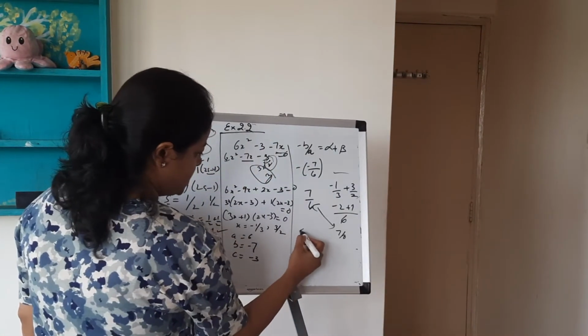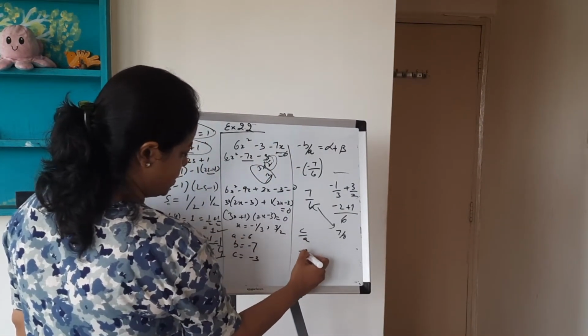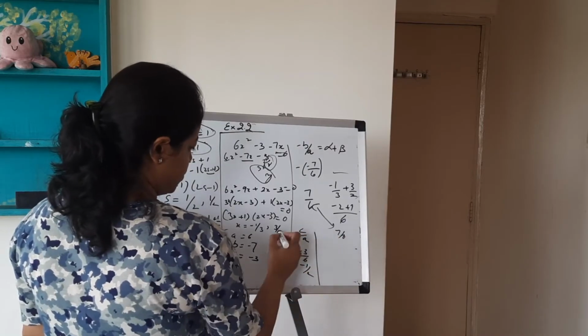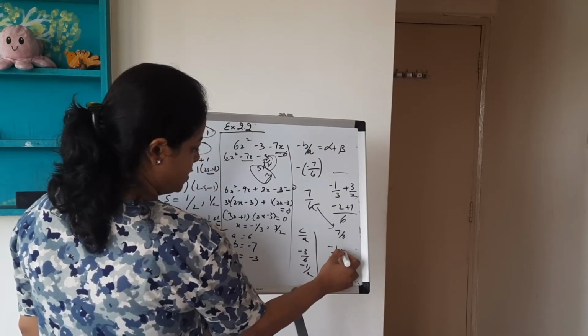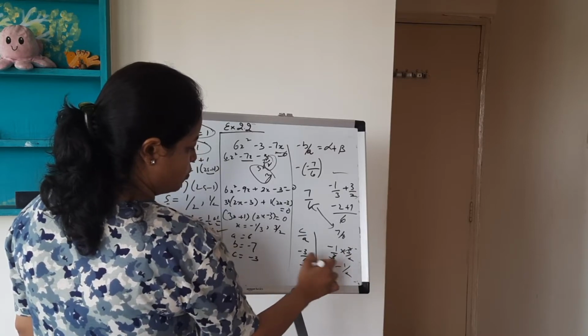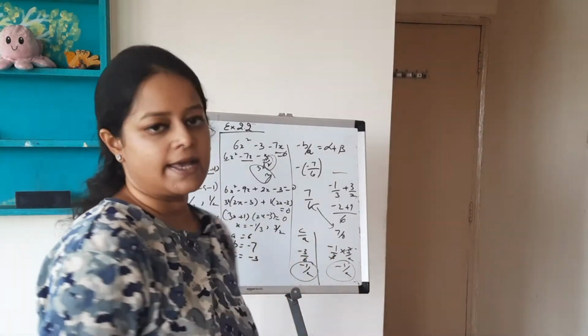Now again we are going to do c by a. C by a is minus 3 by 6, which is minus 1 by 2. So it has to be the product. What is the product? Minus 1 by 3 into 3 by 2, minus 1 by 2, right? LHS is equal to RHS, hence proved.